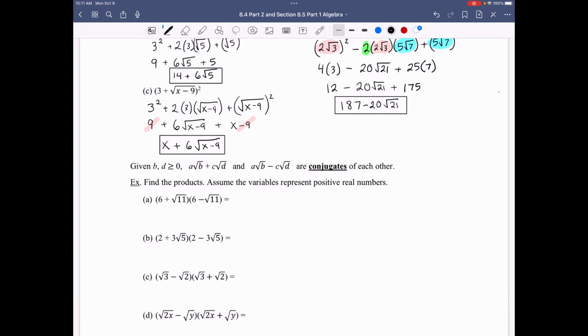A little bit about conjugates. Given b and d greater than or equal to 0, if we have the square root of b plus c square root of d and the square root of b minus c square root of d, those are conjugates of each other. They're kind of like opposites. So this one is the positive version, and this one is the negative version, and those are called conjugates.